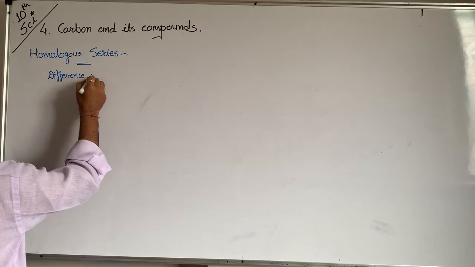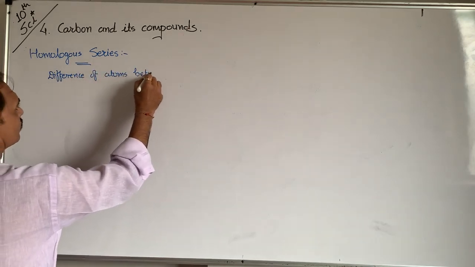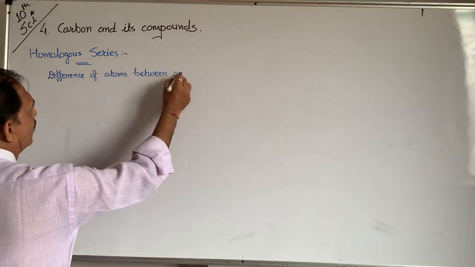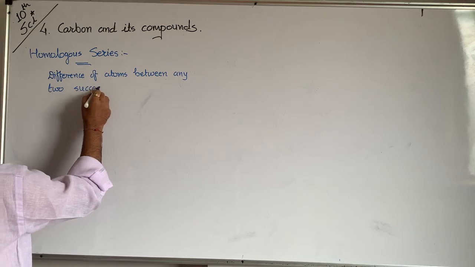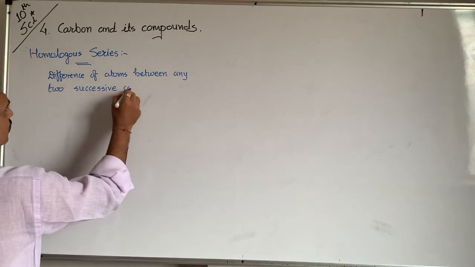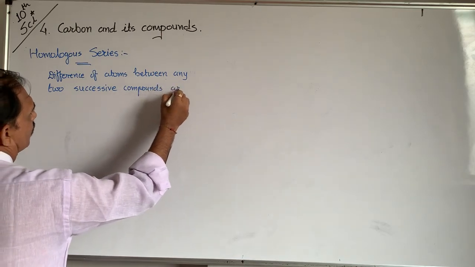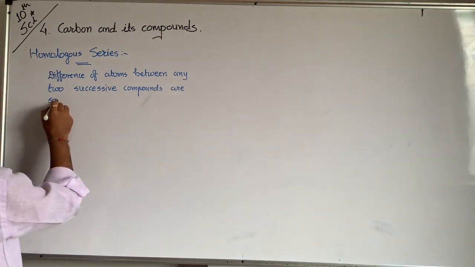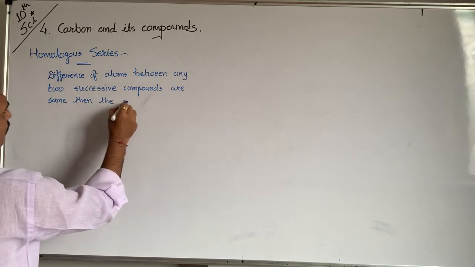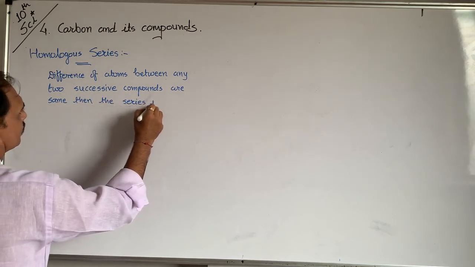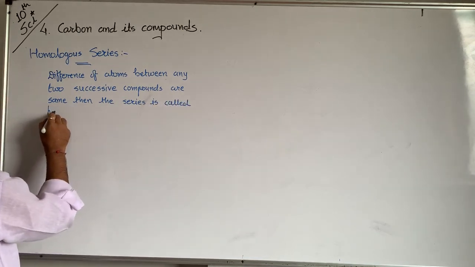If the difference of atoms between any two successive compounds is the same, then the series is called a homologous series.